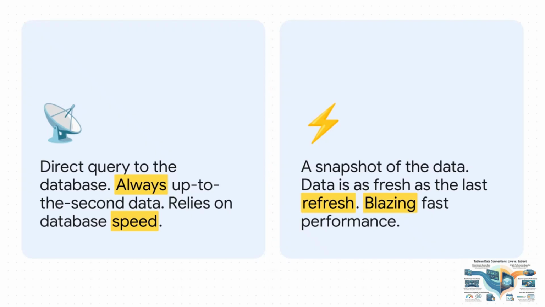So you can see the massive difference here, right? One is this dynamic, live pipe straight to your data. The other is a static, saved file that is built for pure speed. And believe me, this one choice really does set the stage for everything that comes next.